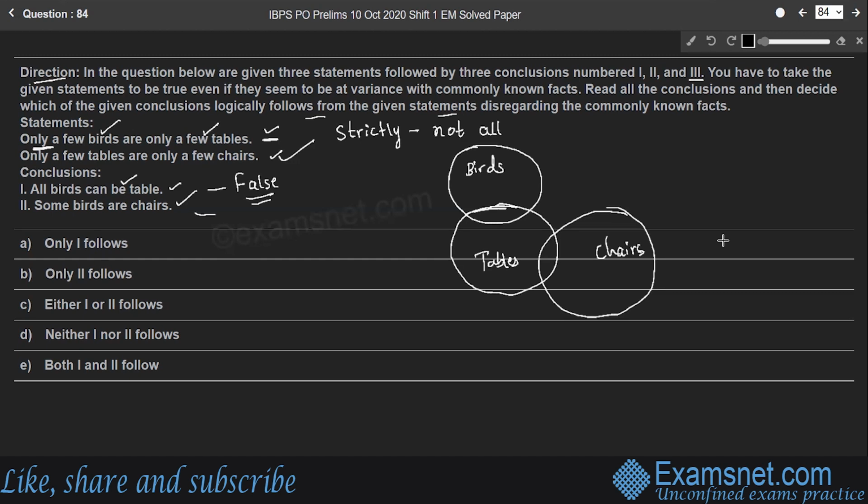And the second one, some birds are chairs. So there is no direct relation between birds and chairs. Right? So no relation between birds and chairs according to the statements. Therefore, the second conclusion is also false. Therefore, neither 1 nor 2 follows. Option D.